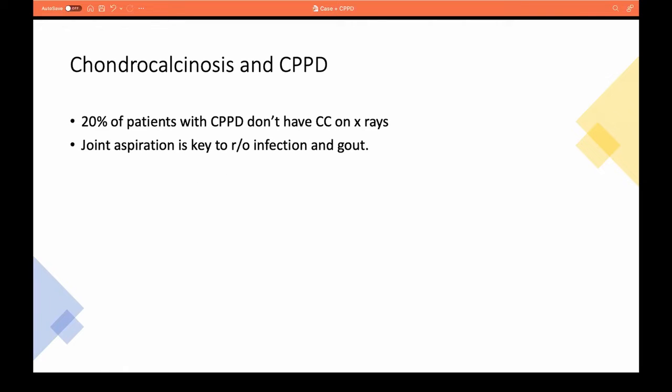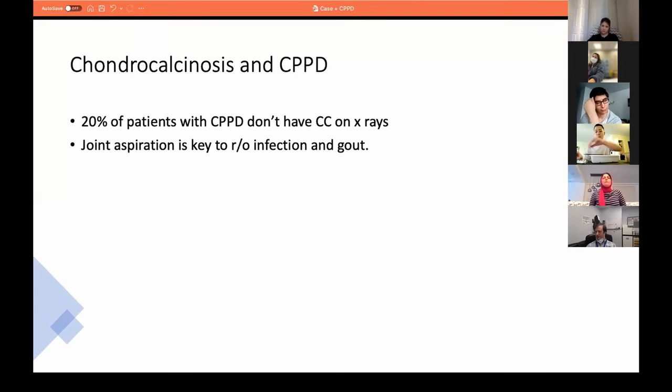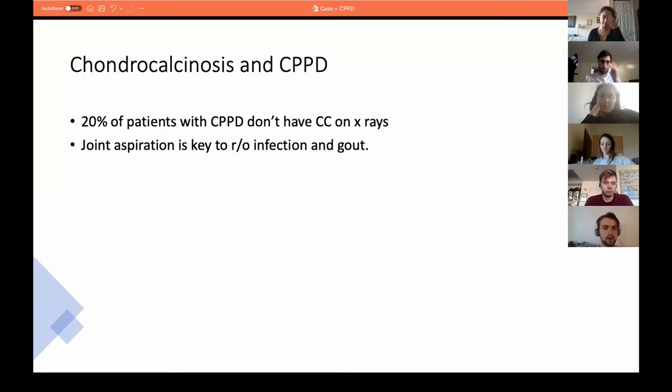20% of these patients with CPPD don't have the calcifications on the X-rays. Therefore, it's important for us to aspirate to find out if this is an infection, if it's gout. In our patient, in the case that we presented earlier, she didn't have calcification.